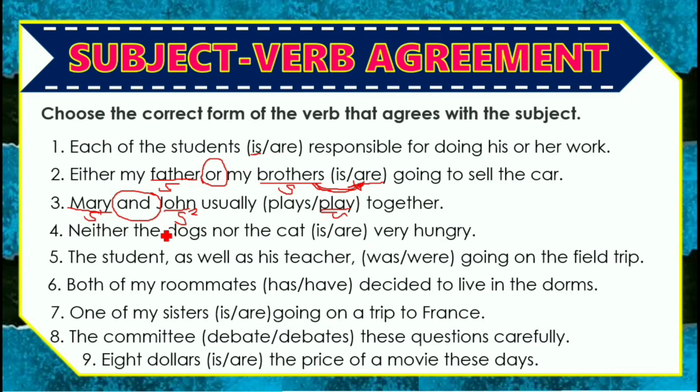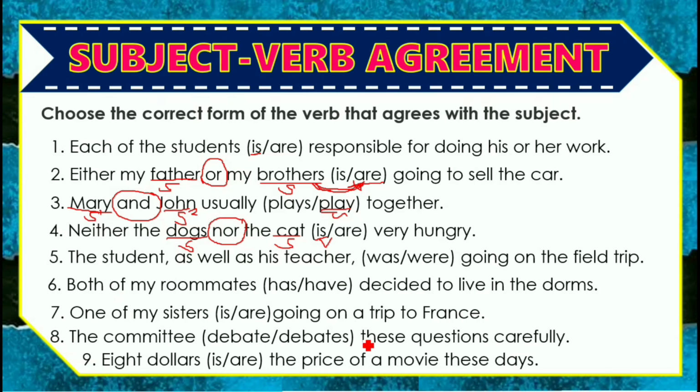Number 4, neither the dogs nor the cat is very hungry. What's the answer? The answer is is. And why? Again, although the sentence has two subjects, dogs and cat, it is connected by the word nor, and cat is the last subject in the list, and it is singular, that's why you need to use a singular verb.